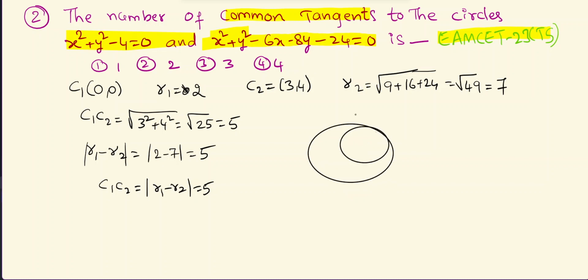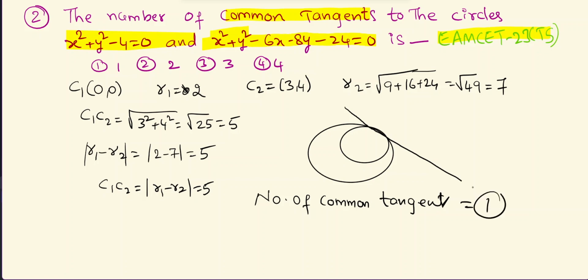So for this position of the circles, there is only one common tangent for both the circles. Therefore, the number of common tangents is equal to 1.